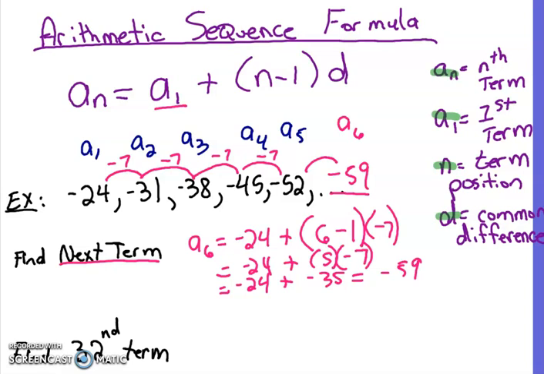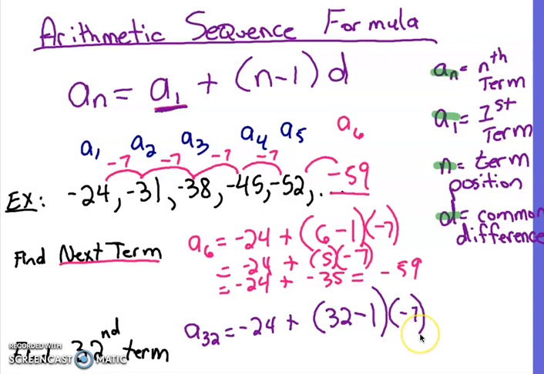What if I continue the sequence all the way to the 32nd term? I want to know what the 32nd term is. Well, that means I want to find a sub 32. Again, follow the formula. A sub 1, the very first number in the sequence, is negative 24. And then n minus 1, I want to find the 32nd term minus 1. And again, the difference is negative 7. And then you're just going to do the math here.